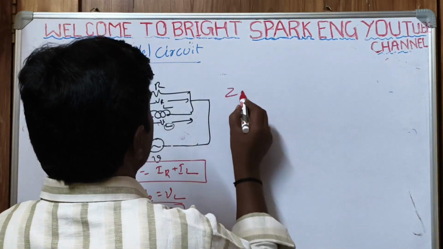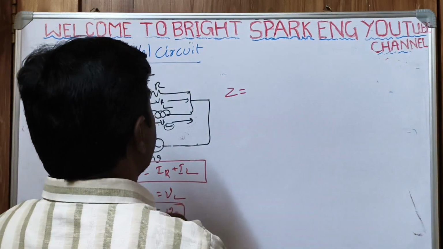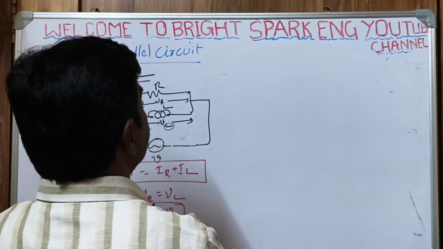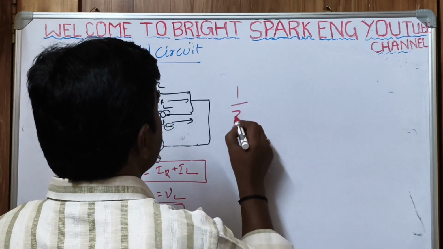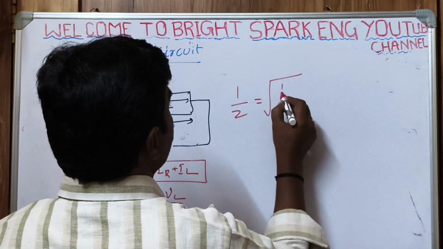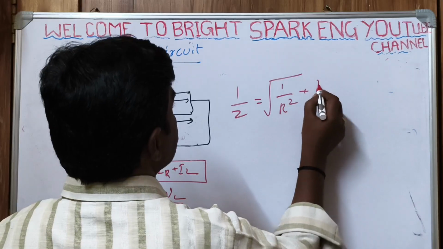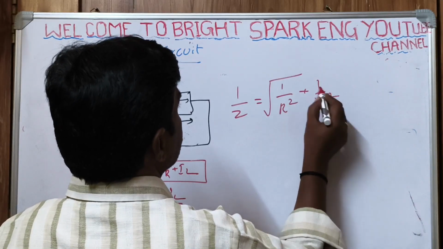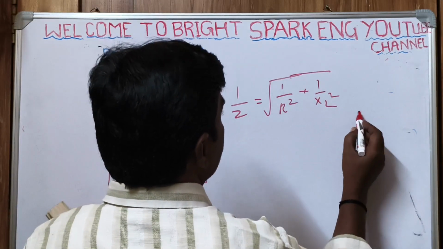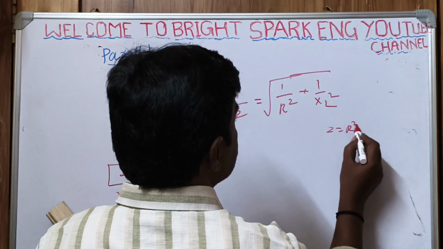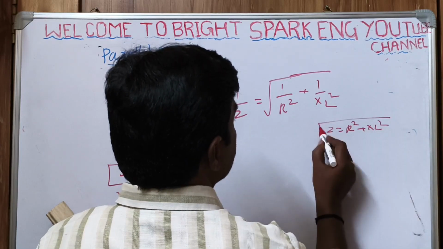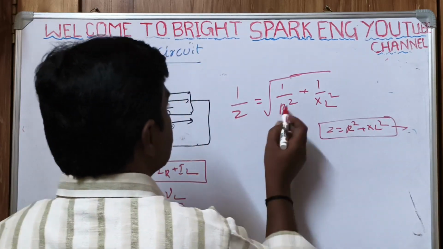Next, Z. Here 1 by Z is equal to the square root of (1 by R) whole square plus (1 by XL) whole square. Generally, you all know Z is equal to the square root of R square plus XL square. This is for the series circuit, and this is for the parallel circuit.